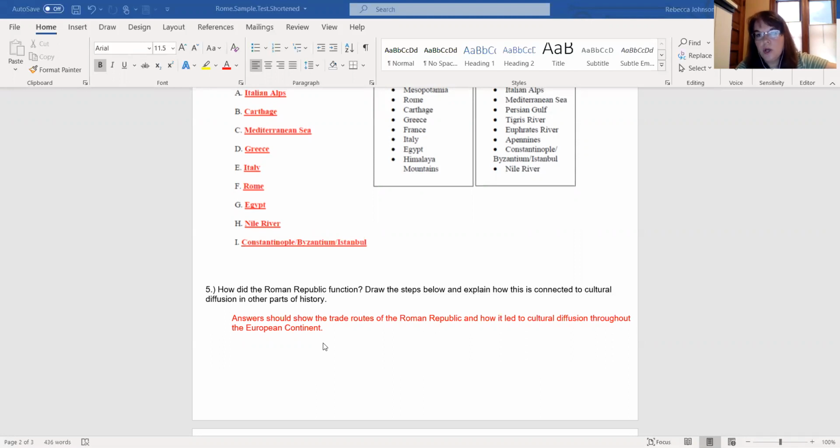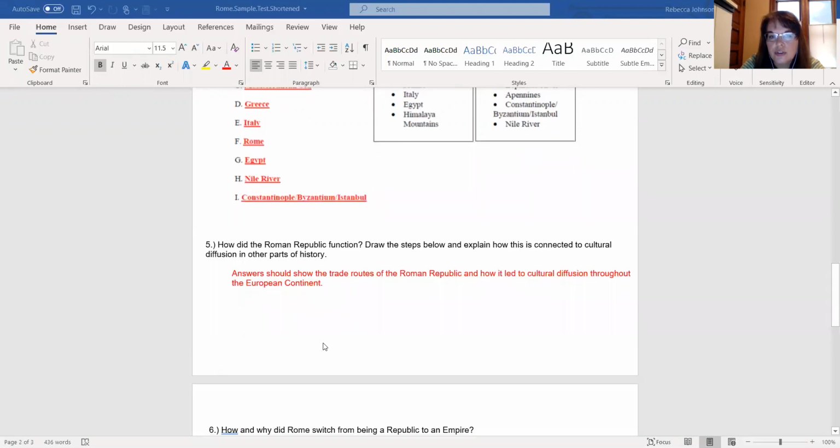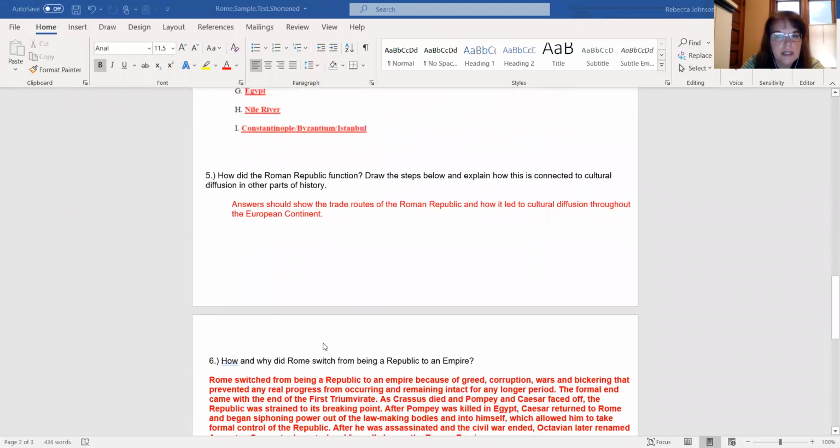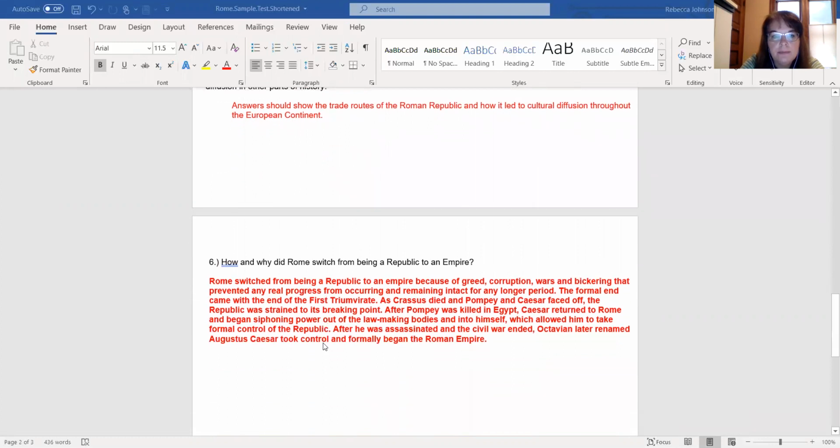So we have Hadrian's Wall in England. So we have this huge spread of the Roman Republic. So we want students to draw the steps, the trade routes, and then explain how it's connected to cultural diffusion throughout the European continent. So this clearly, question 5, is a geography and cultural diffusion question. It's also a complicated question. I would call it an advanced question because it has to explain the trade routes. It has to explain cultural diffusion. Students need to connect it to other times and histories as well.